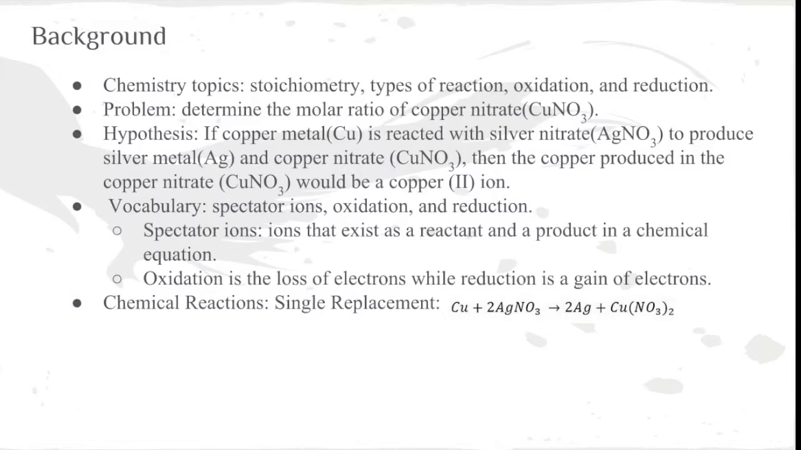The problem investigated was to determine the molar ratio of copper nitrate. The hypothesis was if copper metal is reacted with silver nitrate to produce silver metal and copper nitrate, then the copper produced in the copper nitrate would be a copper ion.